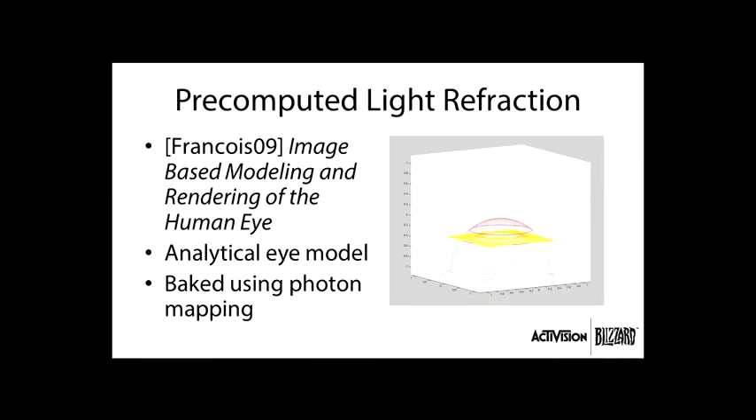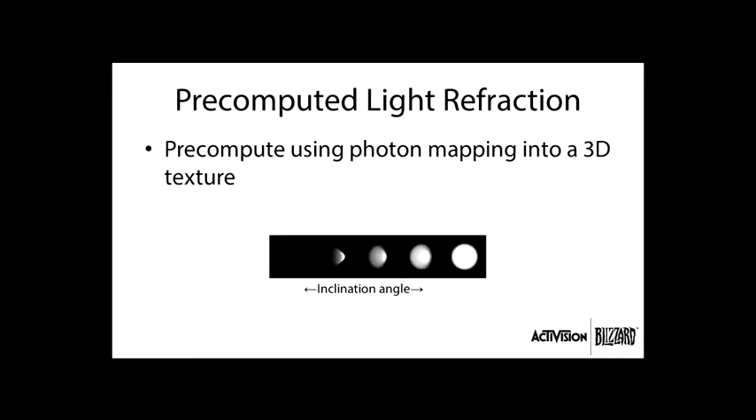So we work on the idea of pre-computing irradiance for all possible incoming angles, because as you can imagine, light refraction is not something you can calculate in real time, which is an idea which is already explored in previous work. Then the results are stored into a three-dimensional texture which encodes, in each slice, the irradiance of the iris for a specific inclination angle.